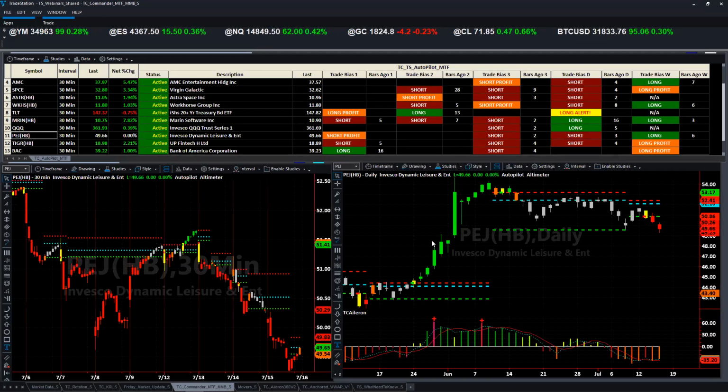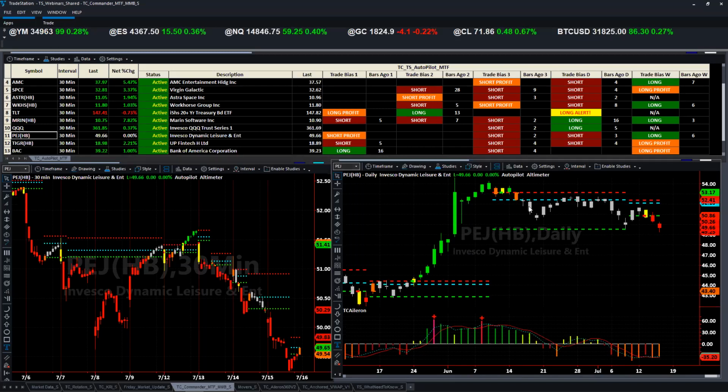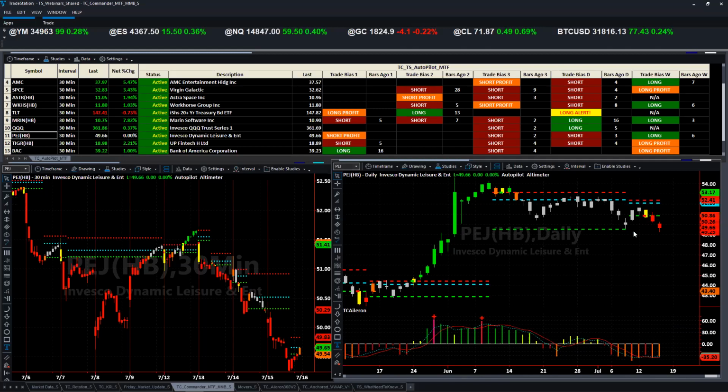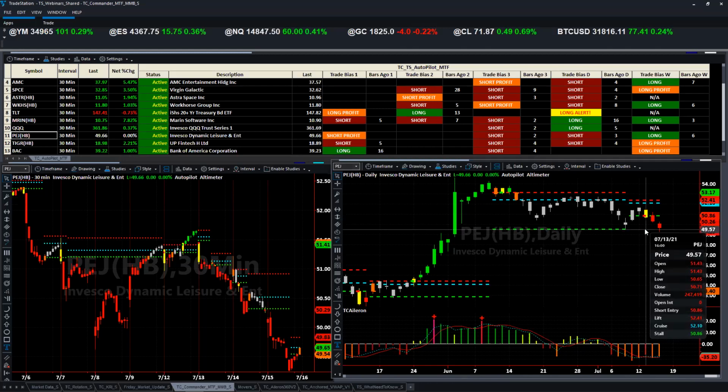PEJ, looked at this as the opportunity if we continue to see a significant amount of rotation out of the travel and leisure and entertainment, well, maybe this will be a short opportunity. And lo and behold, it became one. Right now, trading flat on the day, held its support. But look at this. I always say look left, right?